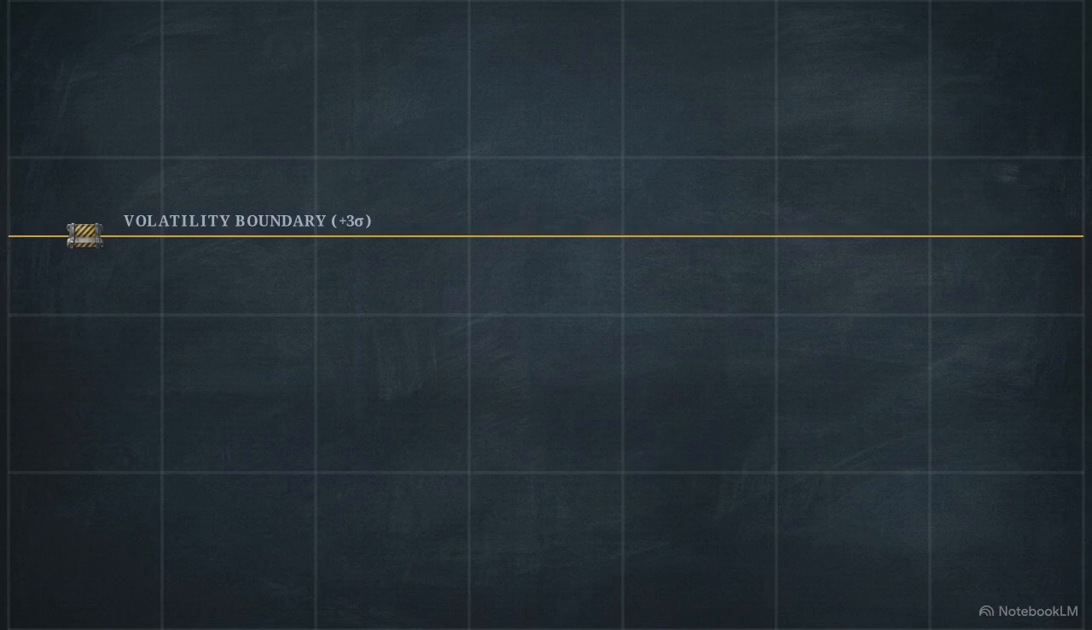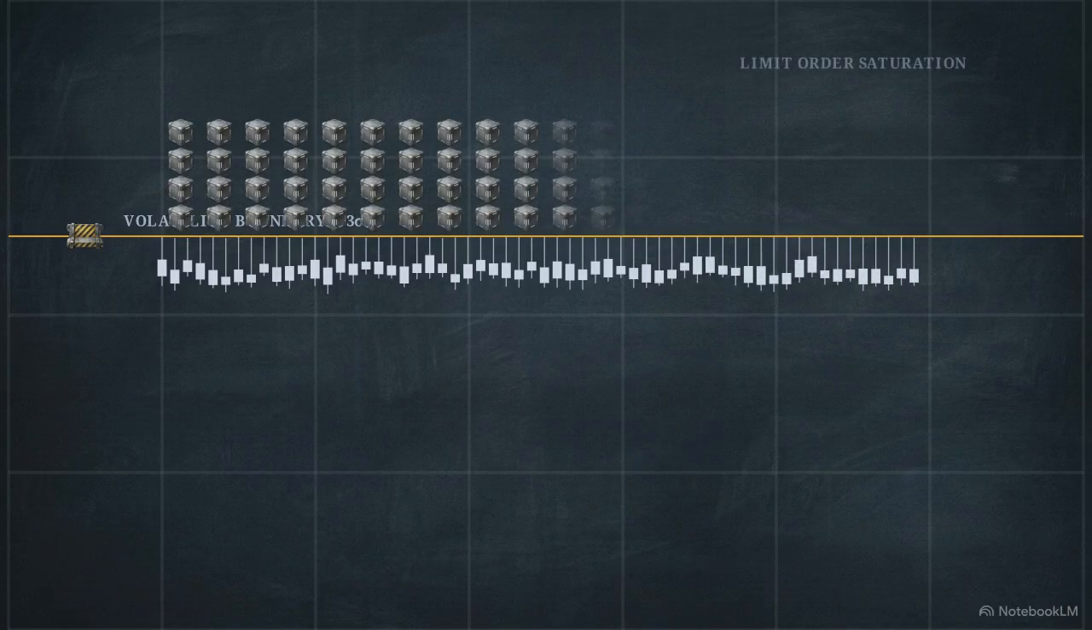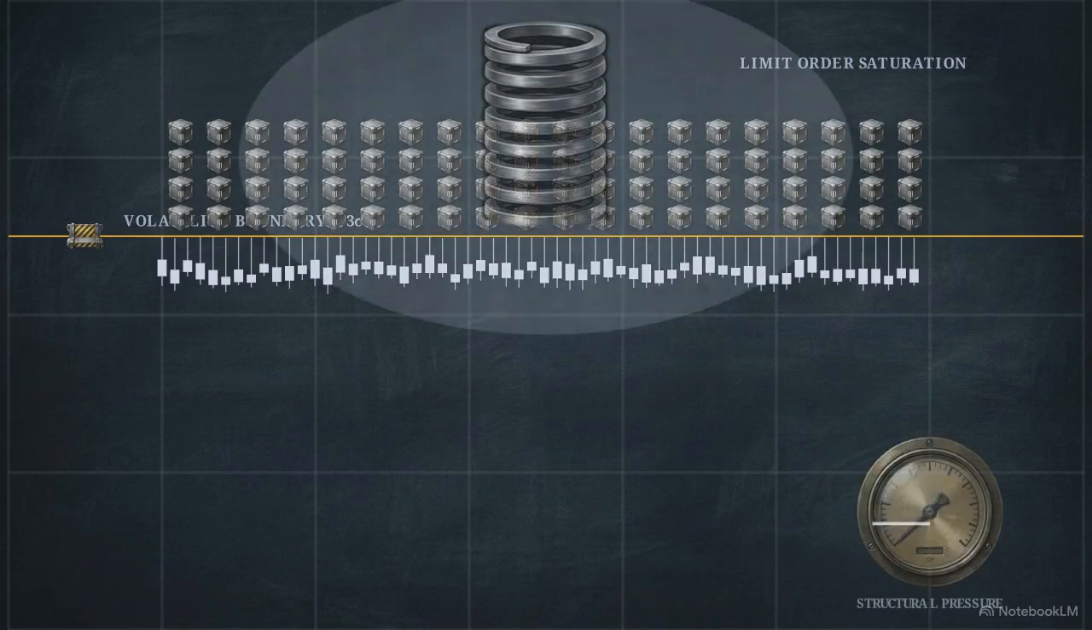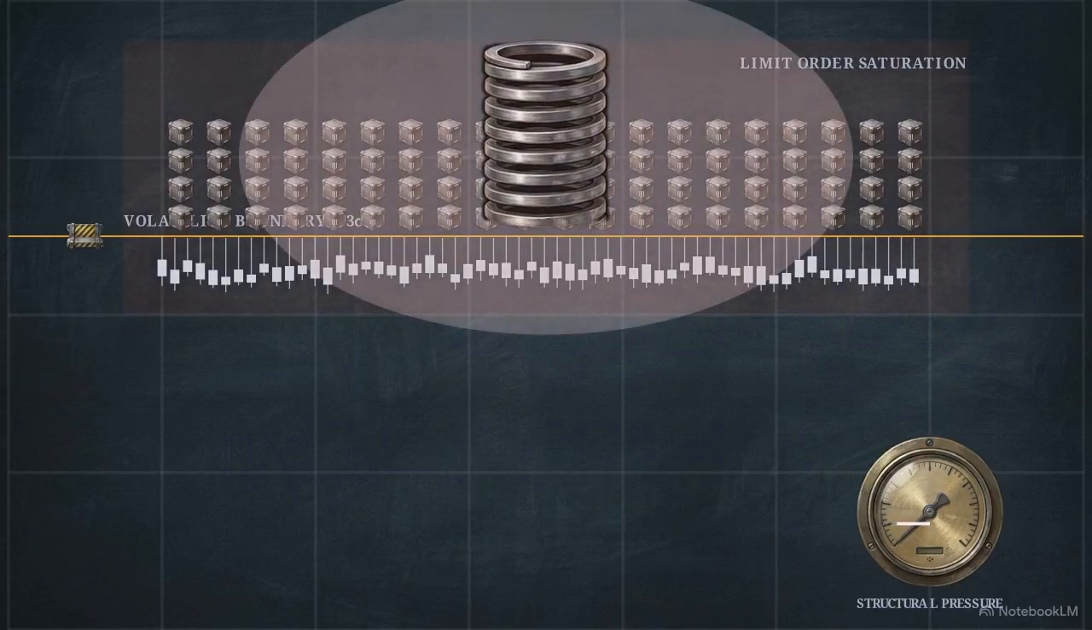Kinetic energy storage occurs when price grinds against volatility boundaries. During this phase, algorithms systematically sweep micro-liquidity, and large-scale passive limit orders begin to stack, creating a ceiling or floor that halts further expansion. Pressing against a standard deviation threshold mirrors a massive industrial clock spring.